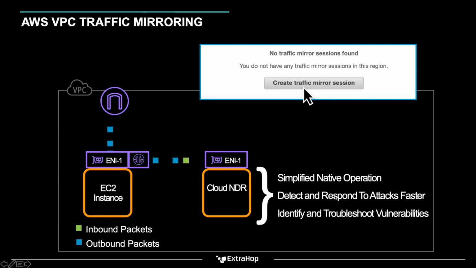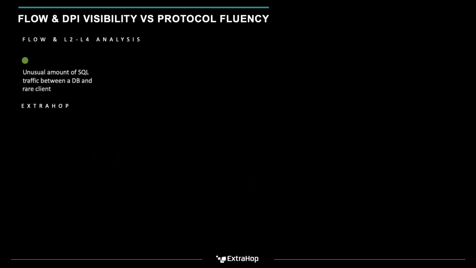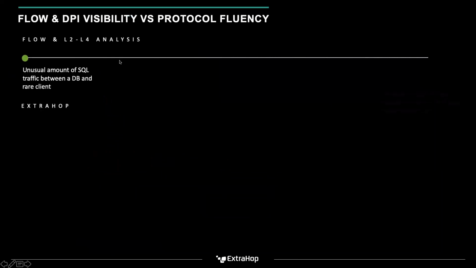Now, how good is that? What is the use case of that information? Here's one example. Think about layer 2 to layer 4 analysis of a database transaction. Think about VPC flow log. What is that going to tell us? That's going to tell us that, okay, there was unusual amount of SQL traffic between a database and a rare client. How does it identify that? Most probably on TCP, and the port would be 1433 if that is MS SQL. Okay, and what is it going to tell us? Oh, there was unusual volume of data transfer. Network bytes in, bytes out was quite a lot.